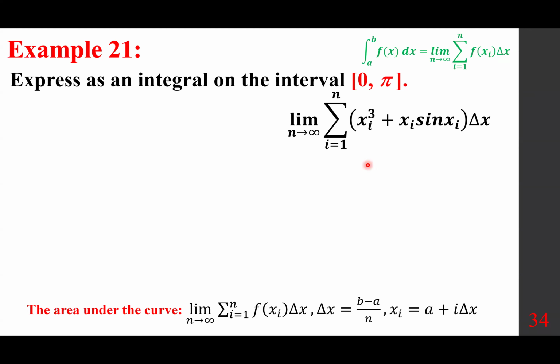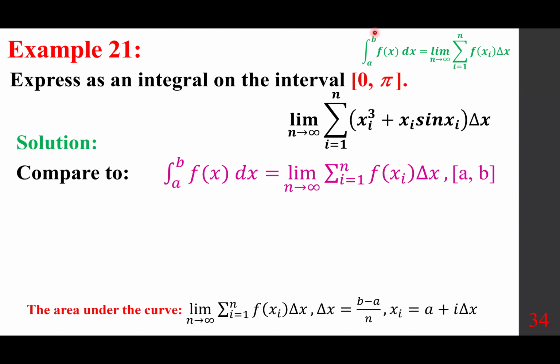So this format is given. We want to know this format, which means we need to find f of x. We need to find the interval and rewrite it. The interval is given. So a and b, believe it or not, is given when we say express it over the interval of 0 to pi. So a is 0, b is pi. So that part is known.